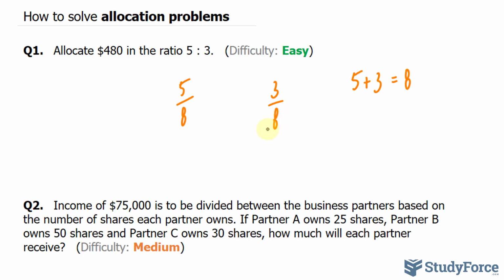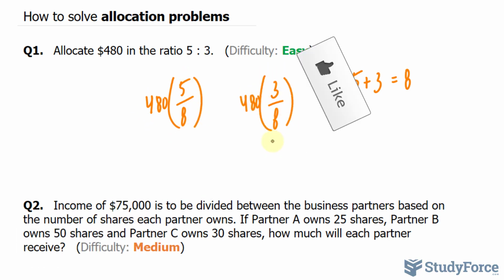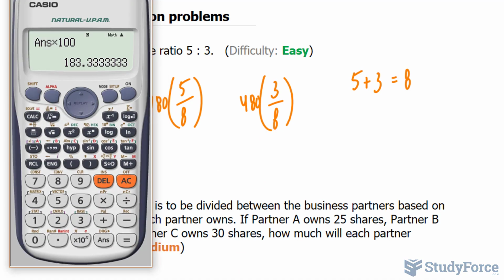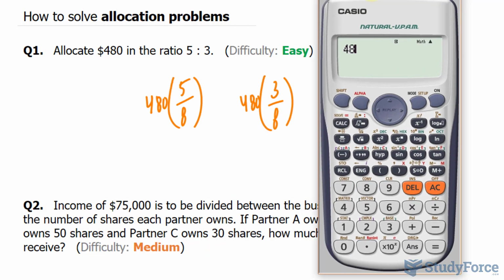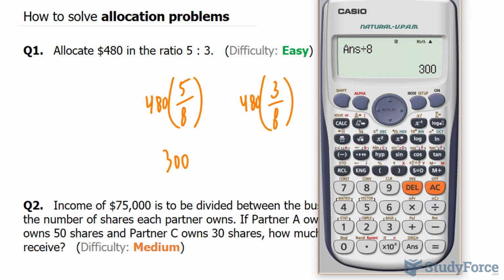The reason why we do this is so that we can multiply the whole number, which in our case is 480, by 5 out of the 8 parts. So 480 times 5 out of 8, and 480 times 3 over 8. Let's go ahead and use our calculator for this. So we have 480 times 5 divided by 8 gives us 300. We'll interpret that in a moment. Similarly, 480 times 3 divided by 8 gives us 180.